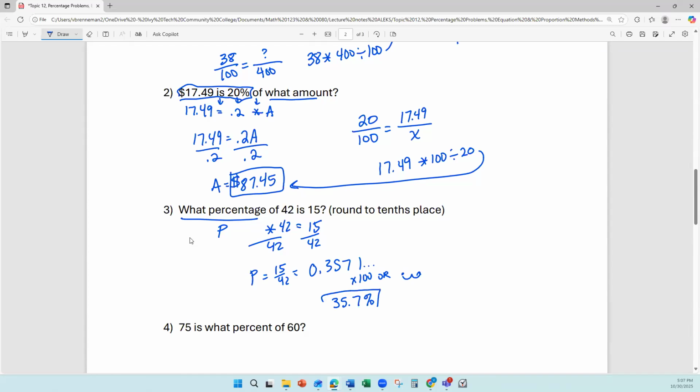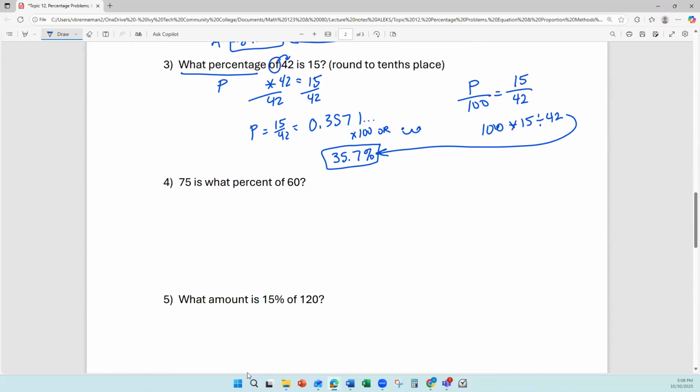And so this is 35.7%. Again, I think this is a little bit easier using the proportion method. What percentage: I put my unknown over 100. So the times 100 part is going to be built into the proportion process. And then I look for the of. 42 means I put the 42 on the bottom and then the 15 on the top. So 100 times 15 divided by 42, or equivalent calculation.